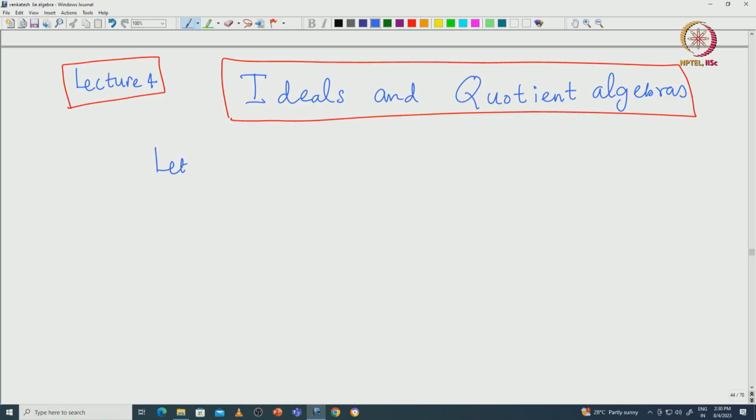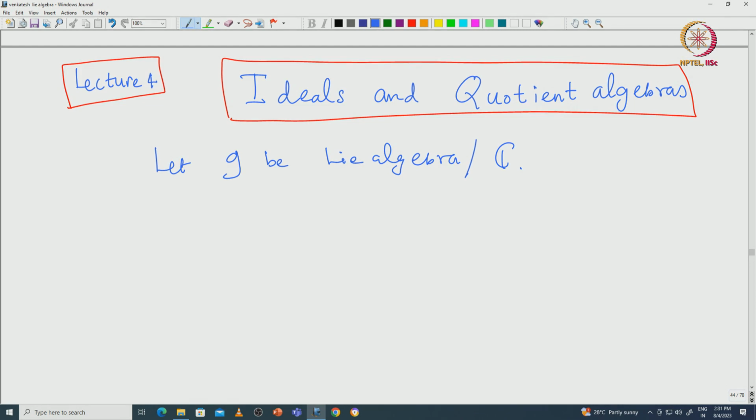Okay, let us start. Let us fix this Lie algebra G over complex numbers. Before actually getting into the definition of ideals, I would like to first motivate the notion of ideals from the homomorphisms. That is a natural way to actually get ideals.